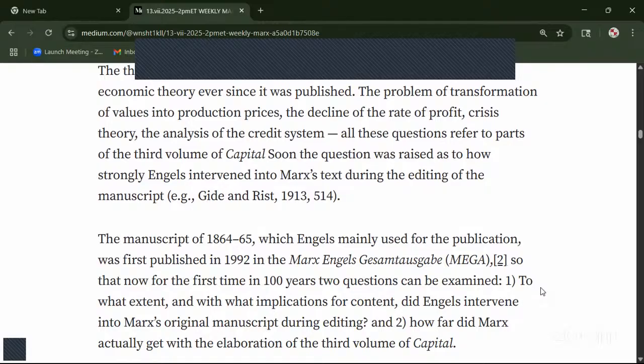The manuscript of 1864 to 65, which Engels mainly used for the publication, was first published in 1992 in the Marx-Engels Gesamtausgabe, the MEGA, so that for the first time in 100 years, two questions can be examined. Question number one, to what extent and with what implications for content did Engels intervene into Marx's original manuscript during editing? And number two, how far did Marx actually get with the elaboration of the third volume of Capital?